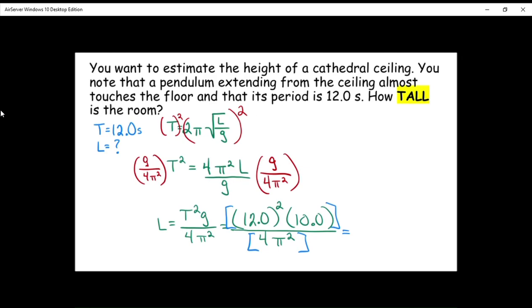Plug that in our calculator, and we will get 36 meters. And that is our final answer.